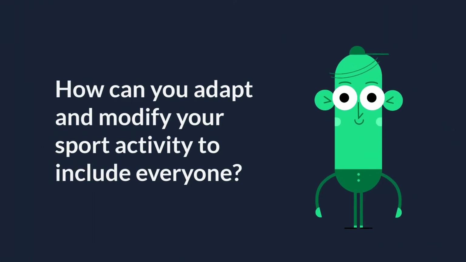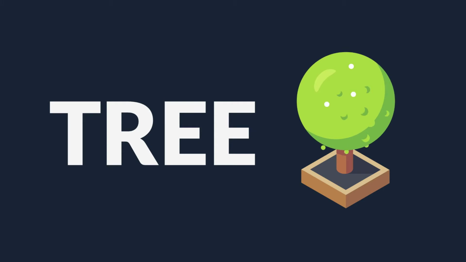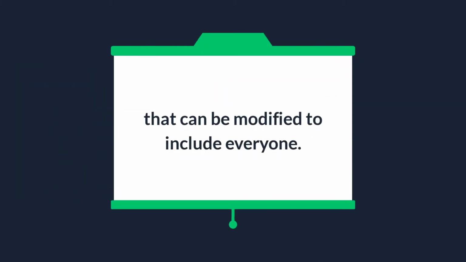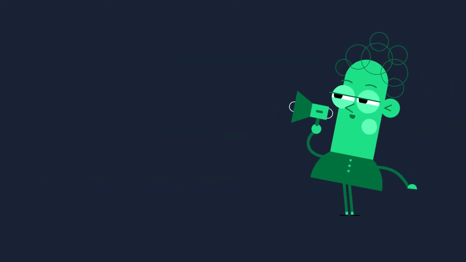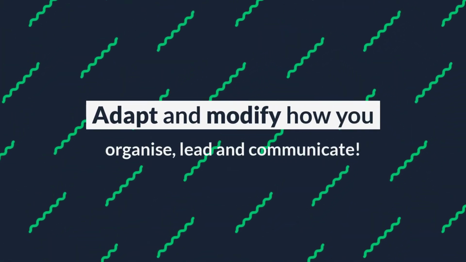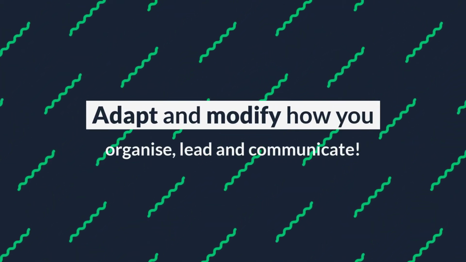Modify with TREE. How can you adapt and modify your sport activity to include everyone? You can use TREE. The letters of TREE represent aspects of sport activities that can be modified to include everyone. T, teaching style. This includes how you coach and instruct. Adapt and modify how you organise, lead and communicate.